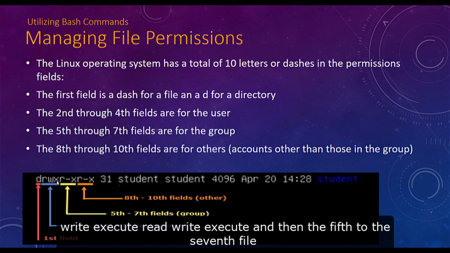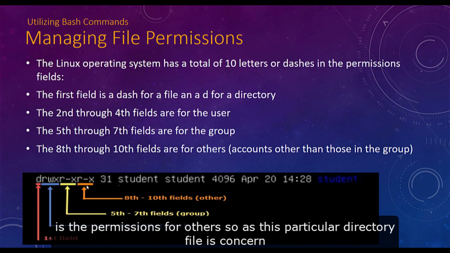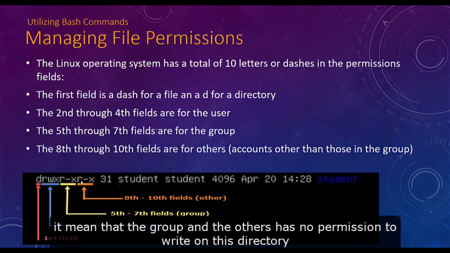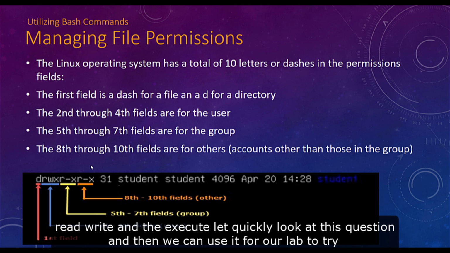And then the 5th to the 7th field is the permissions for the group, and the 8th to the 10th field is the permissions for others. So as far as this particular directory is concerned, the group and the others have no permissions to write on this directory. That's why we're seeing a dash here and a dash on the others. Alright, so those are the 3 accounts and the 3 permissions, which are read, write, and execute.